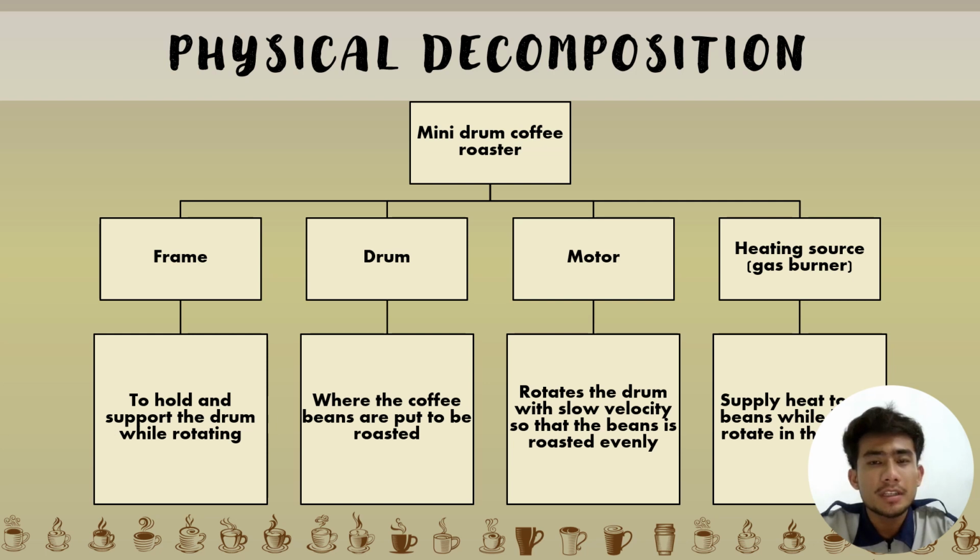Next is physical decomposition. For the mini drum coffee roaster, there are at least four main physical decompositions. The first one is the frame. The frame is to hold and support the drum while rotating, and the drum is where the coffee beans are put to be roasted, while the motor will rotate the drum with slow velocity so that the beans are roasted evenly. Next is the heating source, which is the gas burner.